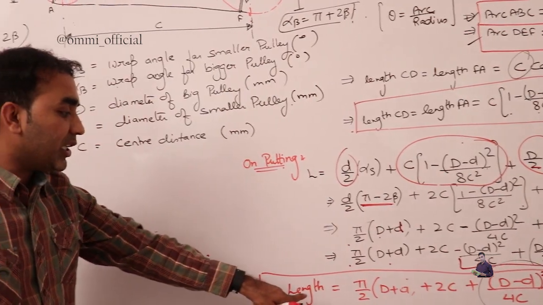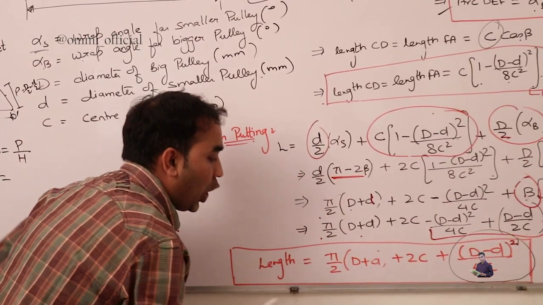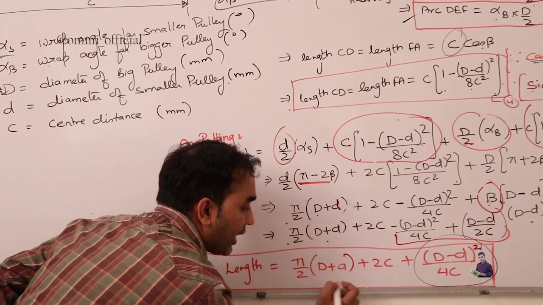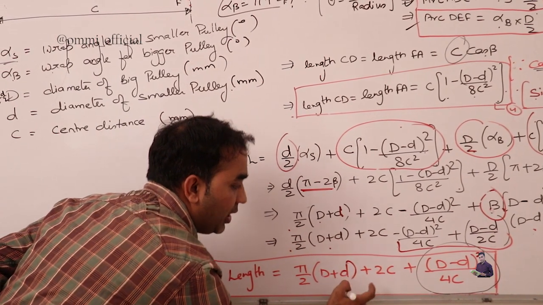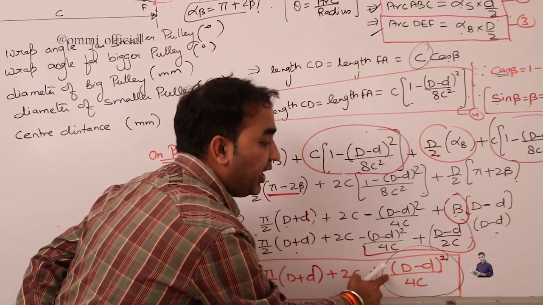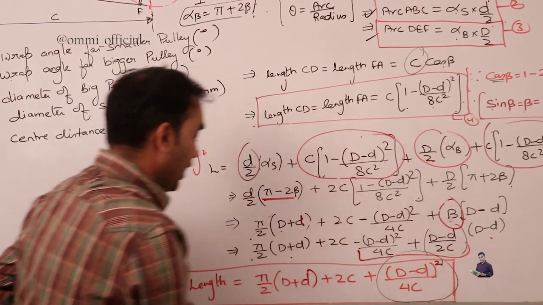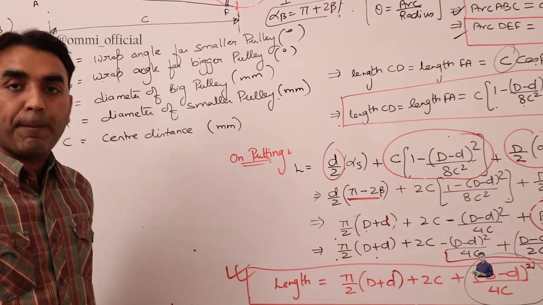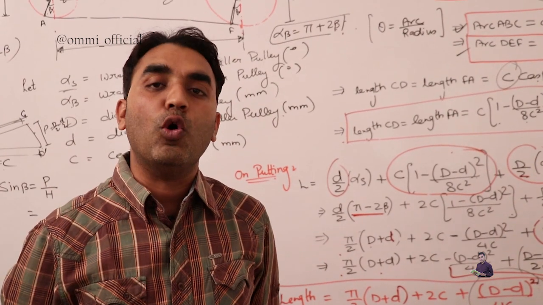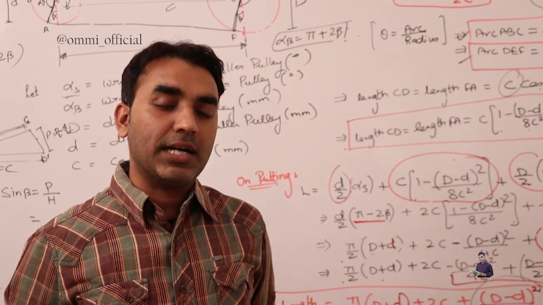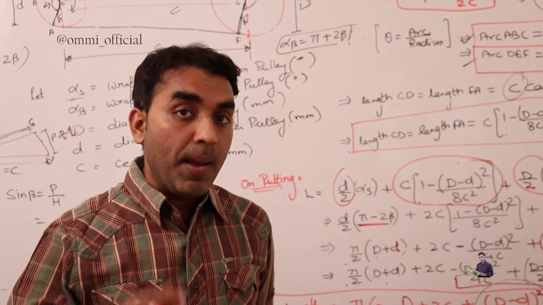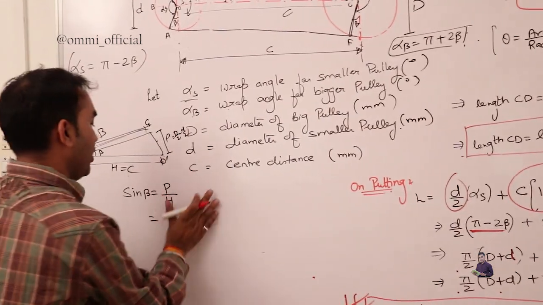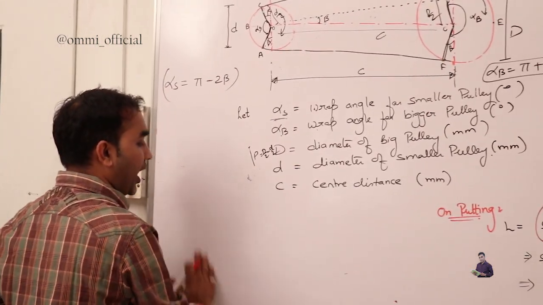And on the simplification, we have here length is your pi by 2 into (capital D plus small d) plus 2C plus (D minus d) whole square upon 4C. This should be your length of the belt in the case of open belt drive. Now the question comes, what about the cross belt drive? My dear friends, a small change we will encounter with the cross belt drive. What is that?